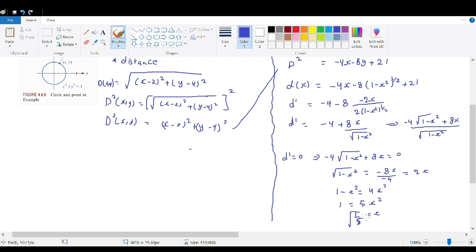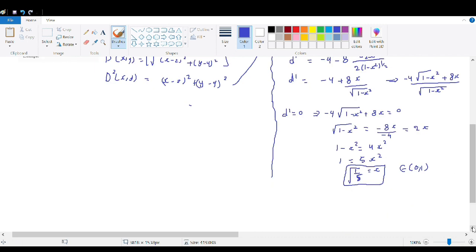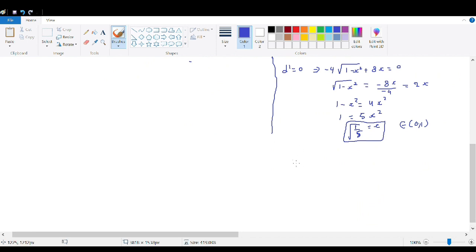So now we have the critical number, the square root of 1 over 5. It is inside the interval 0 to 1, so it is a critical number. So now we have only one critical number. Since our function is continuous on a closed interval, we need to check the value at the endpoints and at the critical number. So we need to evaluate D of 0, D of 1, and D of the square root of 1 over 5.